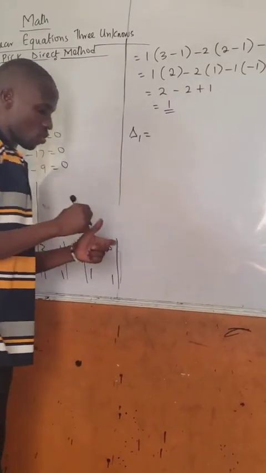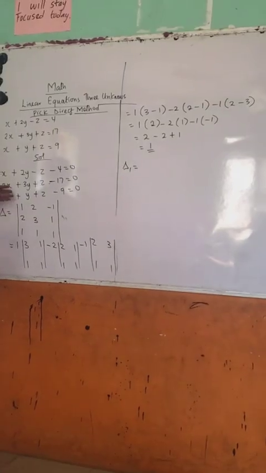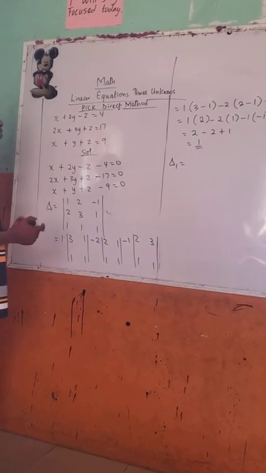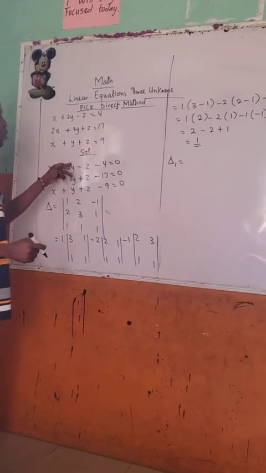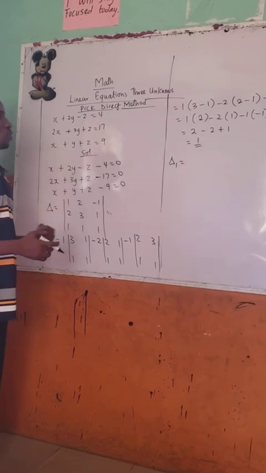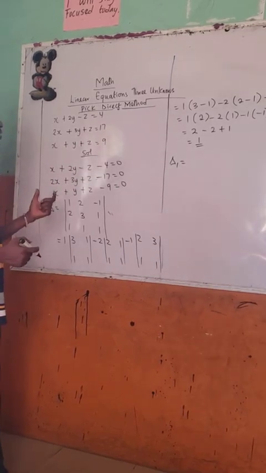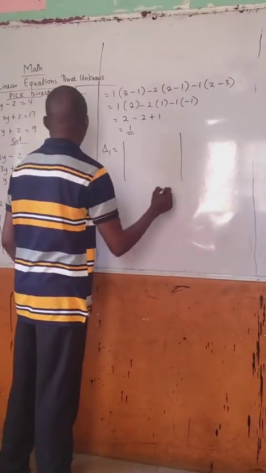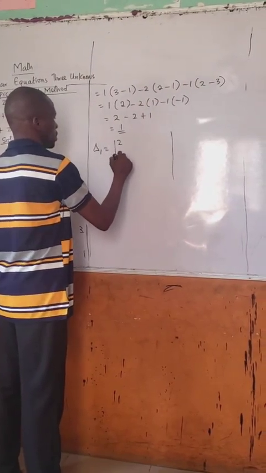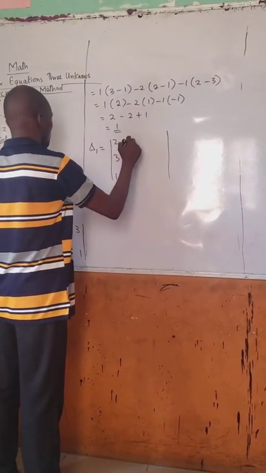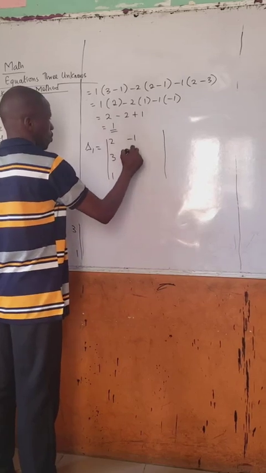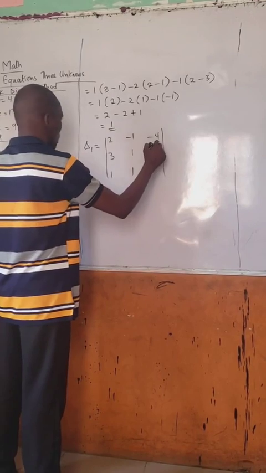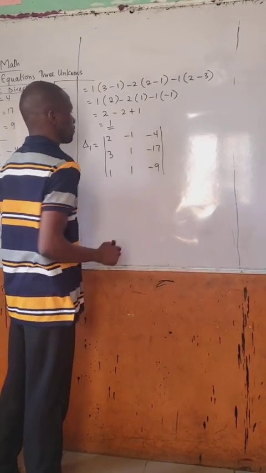For us to find delta 1, we are going to pick the next three column coefficients. That is the second, the third, and the fourth column coefficients. So while picking this, we have 2, 3, 1. We have minus 1, 1, 1. We have minus 4, minus 17, minus 9.